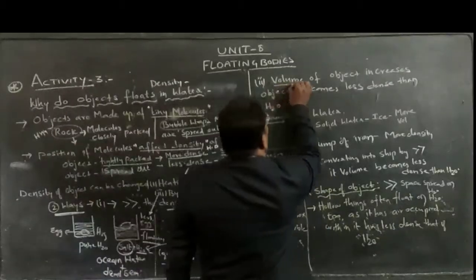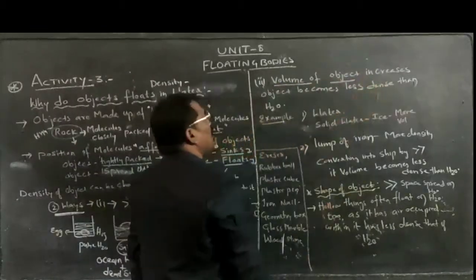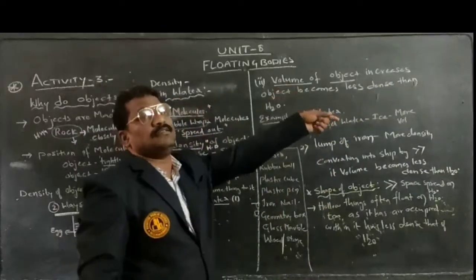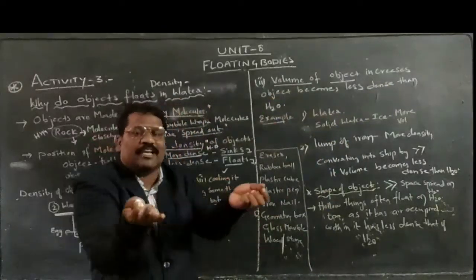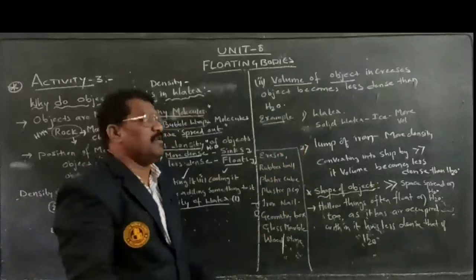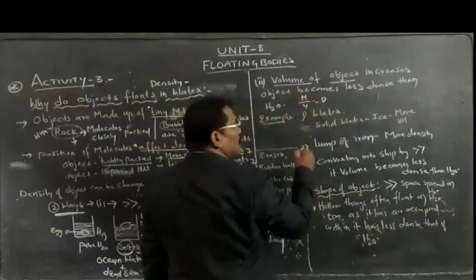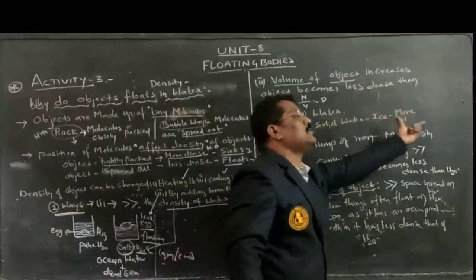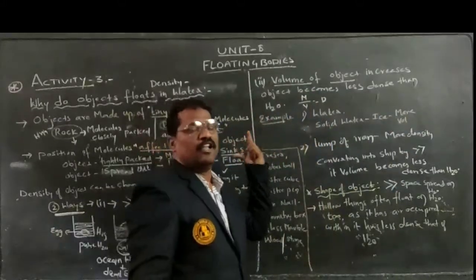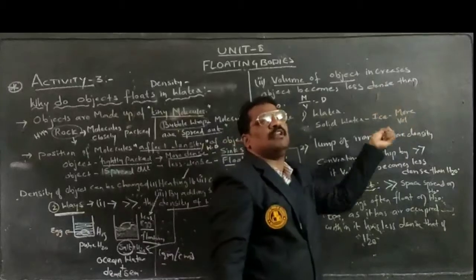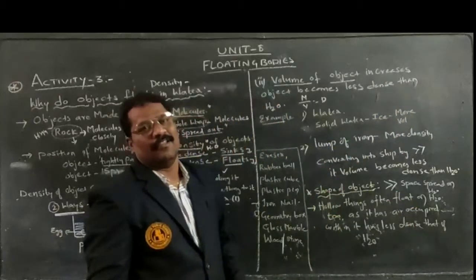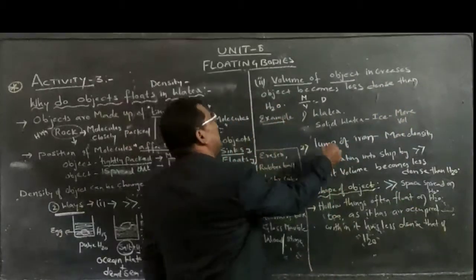Next one is, if the volume of the object increases, the object becomes less dense than itself. It means we have to increase the volume of an object. Mass per unit volume is nothing but density. As volume increases, the object becomes less dense. The best example is ice.